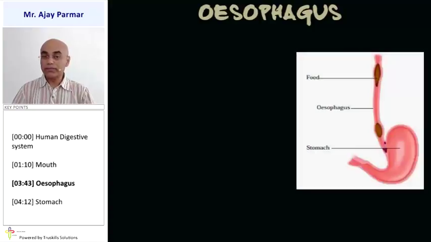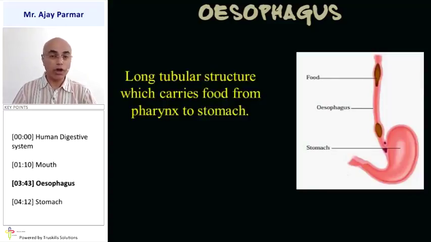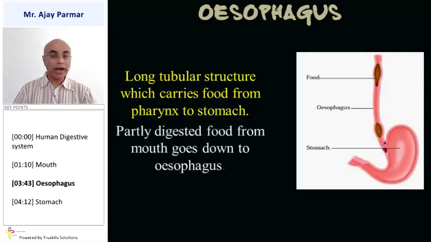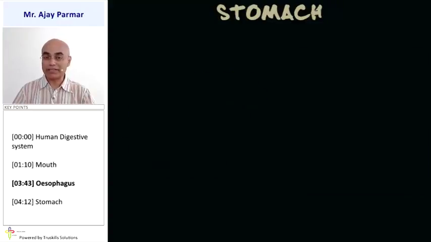Esophagus, that is the food pipe. Generally we call it a food pipe, starting from the pharynx and extending right up to the stomach. It's a long tubular structure which carries food from the pharynx to the stomach. Partly digested food from the mouth goes into this esophagus by a movement which we call peristaltic movement, or peristalsis.